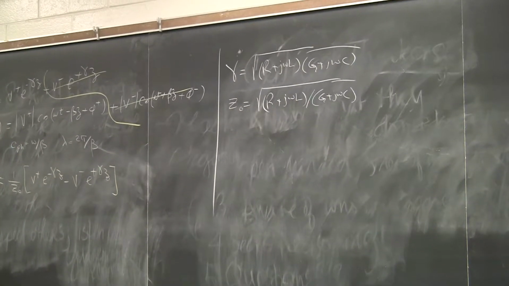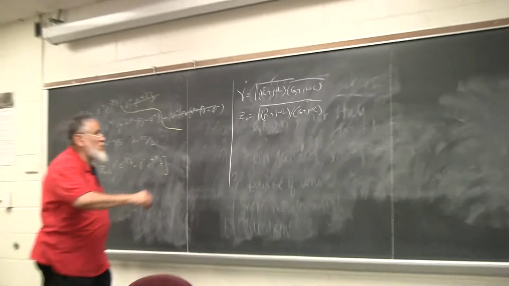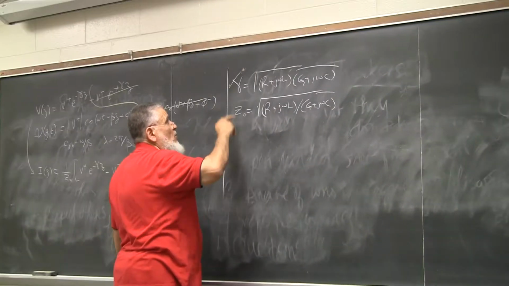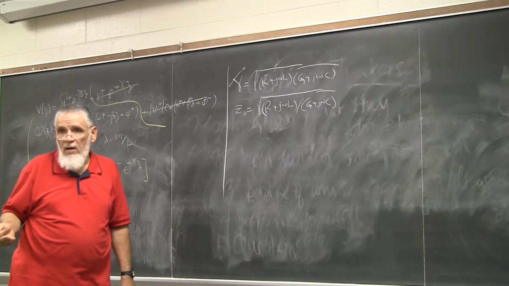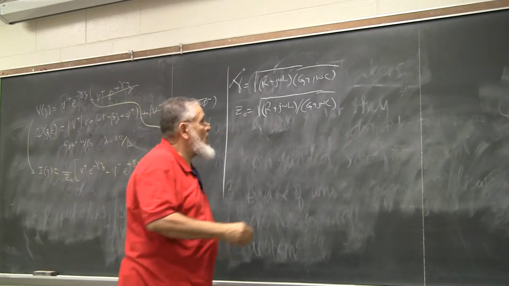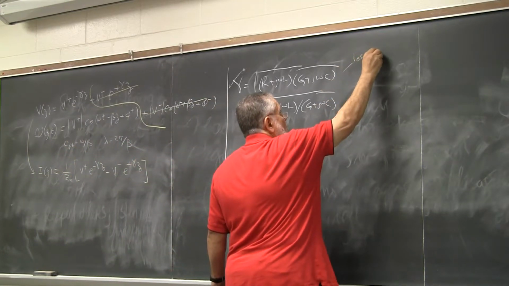So Z naught is that constant. We were able to get some physical insight into this. Physically we saw how it relates to R, L, C, and G, and eventually what the gamma values would be for lossless and low loss.